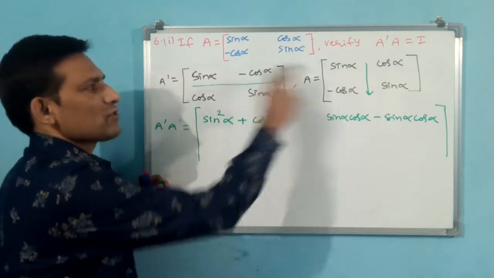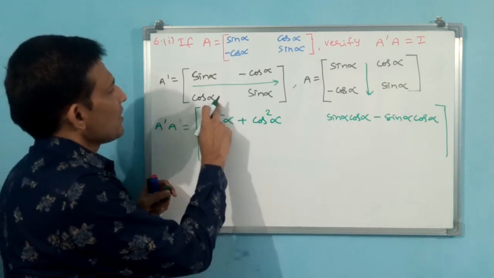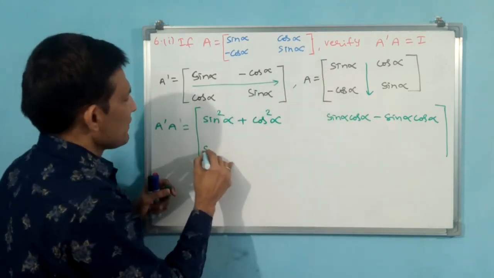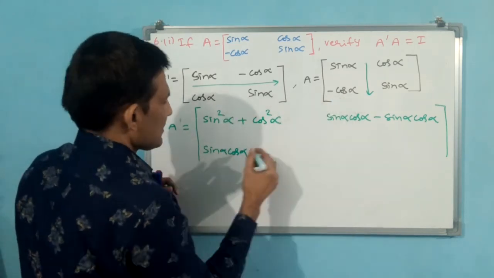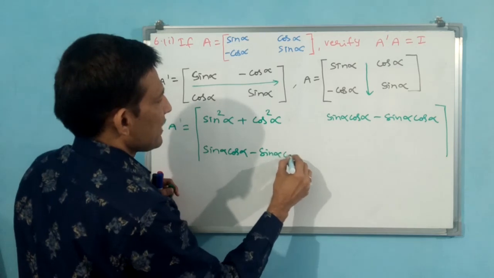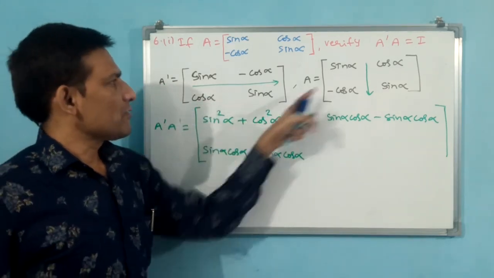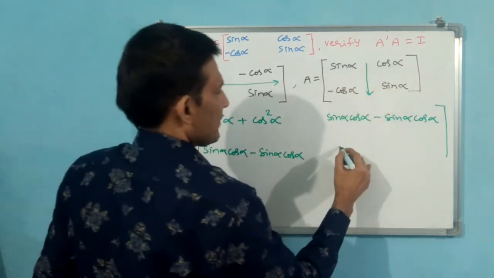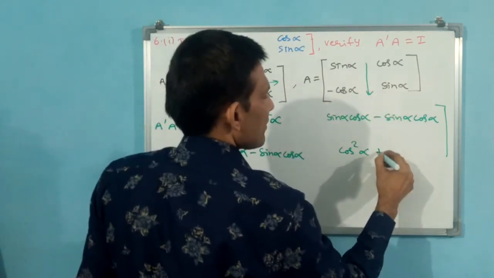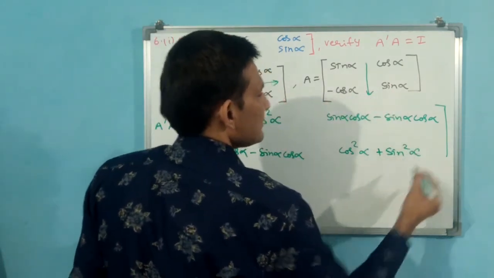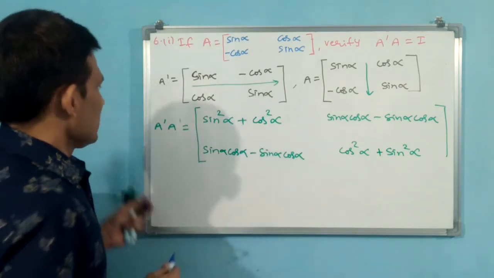Now first row is over: first row first column, first row second column. Now let us do the second row. Cos alpha, sin alpha. I am doing first sin alpha, cos alpha, sin alpha minus cos alpha, minus sin alpha cos alpha I am writing. Let us do the second one. Second row, second column: cos alpha into cos alpha, cos square alpha, plus sin alpha into sin alpha, sin square alpha. Now you come to the final position, the conclusion.